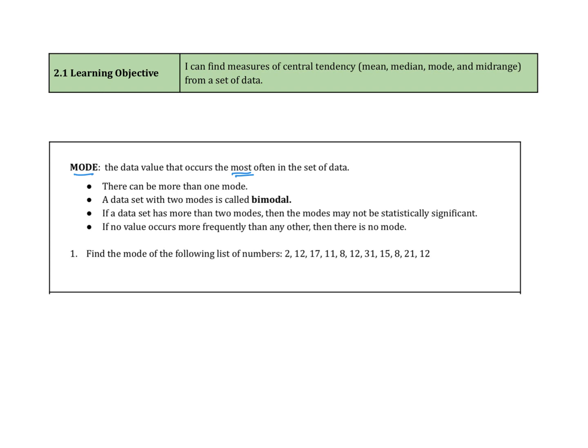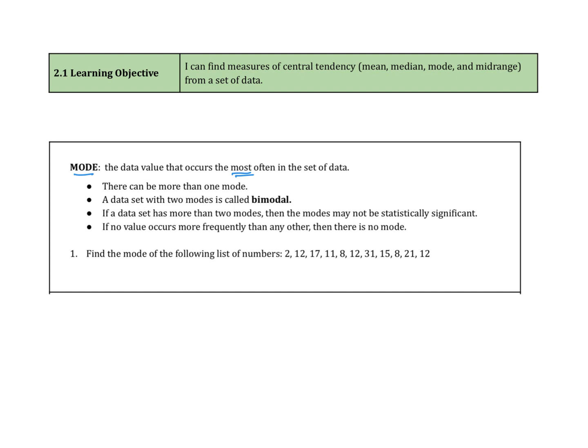There can be more than one mode. If there are two modes, the data set is called bimodal. If the data set has more than two modes, then the modes may not be statistically significant. If no value occurs more frequently than any other, then there is no mode.